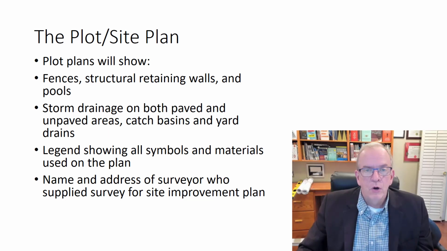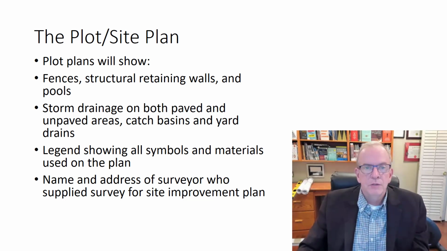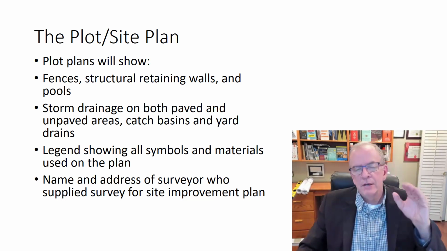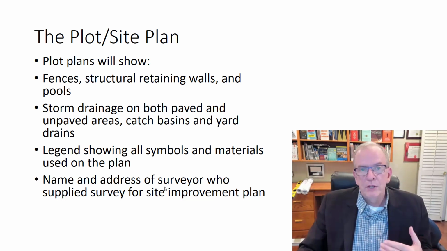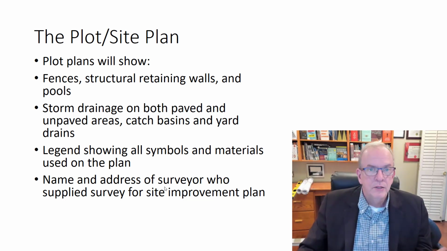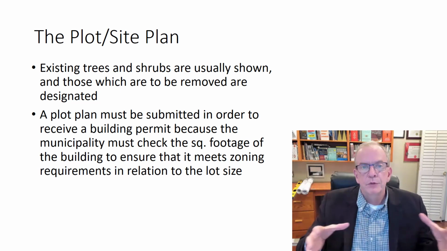There's usually a legend. Always look at the legend. Whatever drawing you're using, look at the legend. Especially I find site plans tend to have a number of different symbols that they use from drawing to drawing. And the name and address of the surveyor who supplied the survey for this site improvement plan, or site plan if you will, is very often shown as well. Maybe a registered surveyor, like in Ontario, Canada, we say OLS, Ontario Land Surveyor, as an example. It'll also typically show existing trees and shrubs, maybe above a certain size.